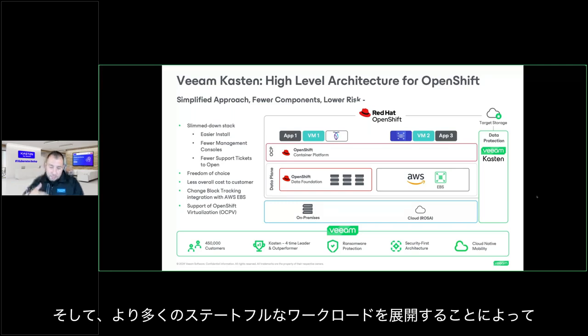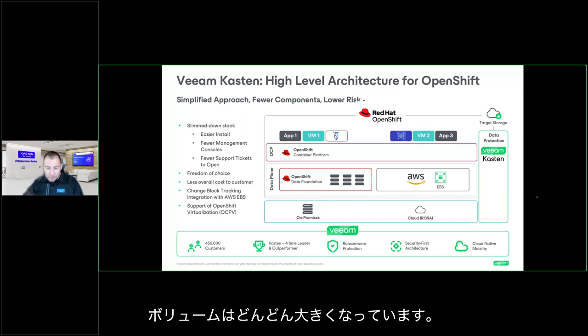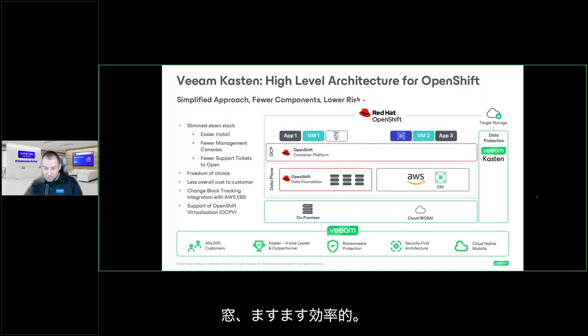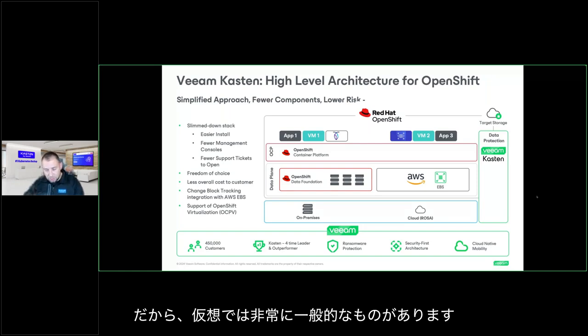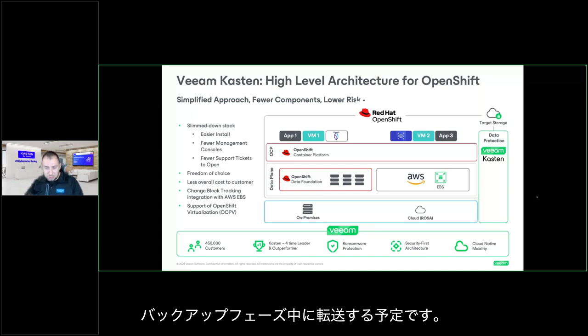model. And by deploying more and more stateful workloads with bigger data sets, and especially when it comes to deploying virtual machines as well, one of the challenges when it comes to backing up and protecting those workloads is the volume of the data. The volumes are getting bigger and bigger, and in order to make that sustainable in the long term, it's very important to figure out a mechanism to make the backup, and especially the backup windows, more and more efficient. There is something very common for virtual machines, which is the change block tracking feature, to optimize the volume of the data that you're going to transport during a backup phase.